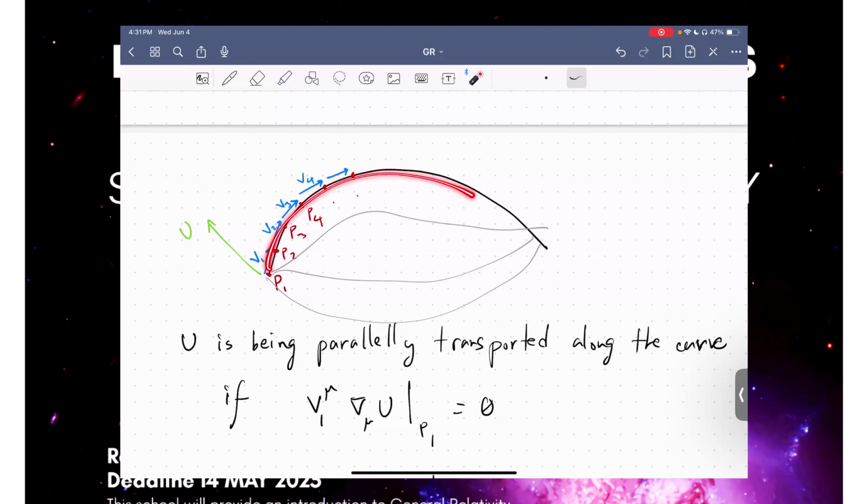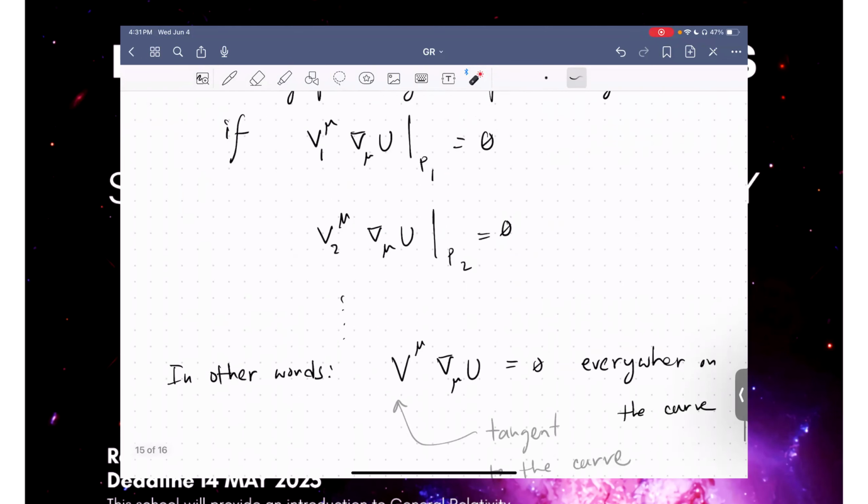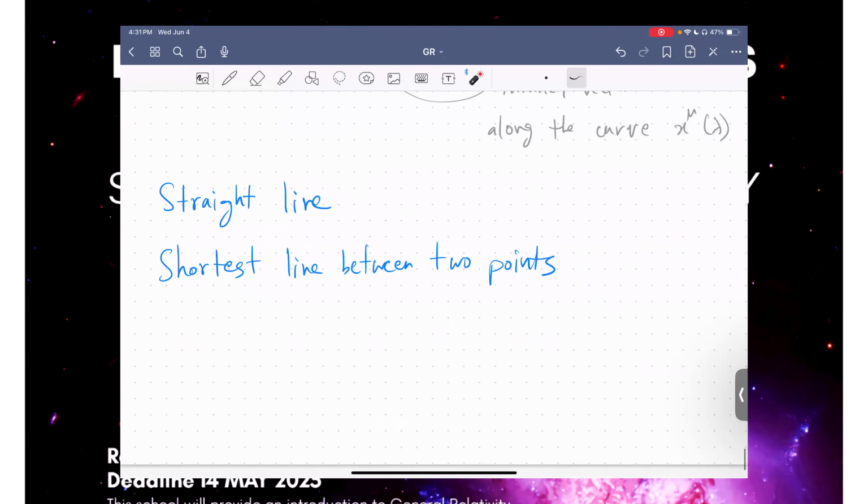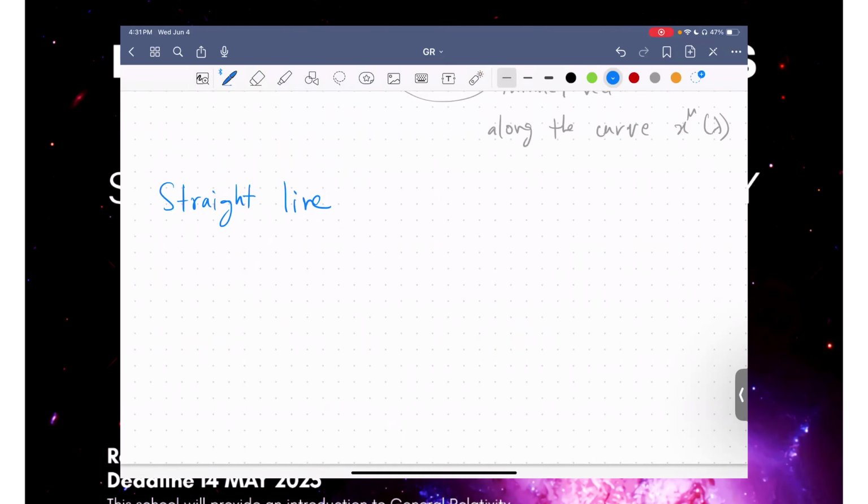So you may not be able to find any path along which a given vector field is parallel. All right, so let us now define these two concepts. Let's start with the straight line. So how should we define a straight line?